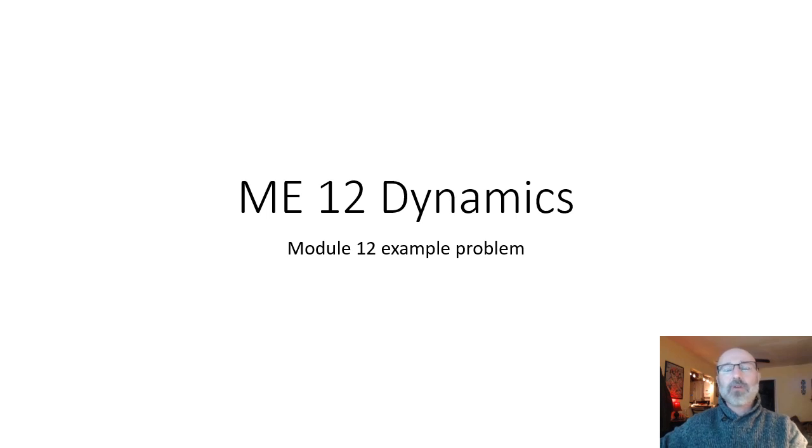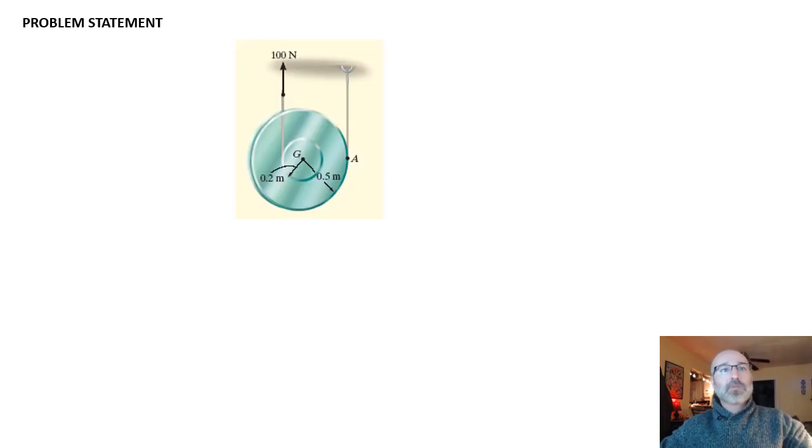Let's take a look at another example for Module 12 for the ME12 Dynamics course. In this problem, we can see we have a spool. The outer rim is at a radius of 0.5 meters. The inner hub is at 0.2 meters. There's our center of mass at G right there. We have an external load over here of 100 newtons.